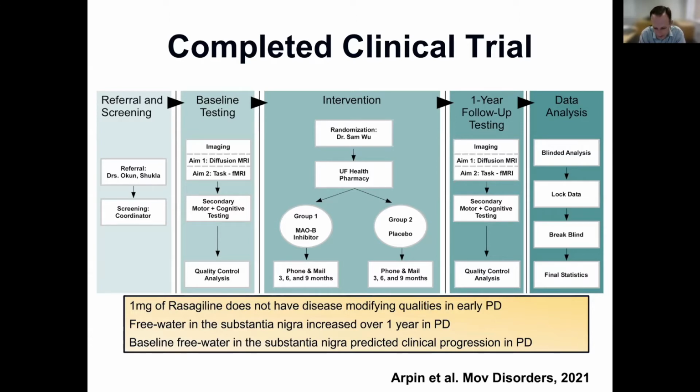So we found no evidence, which is in contrast to the study in the New England Journal of Medicine. And I think that suggests that rasagiline was having a symptomatic effect in that early study. It has no evidence for a disease-modifying effect. We also found that free water does still increase over 1 year in the PD patients. So this study replicated our prior studies that free water is increasing. And we also found that baseline free water in the substantia nigra is predicting clinical progression in PD, similar to what we found before. So the biomarker effects that we've observed before were all replicated, and we found that there are no disease-modifying effects of rasagiline.